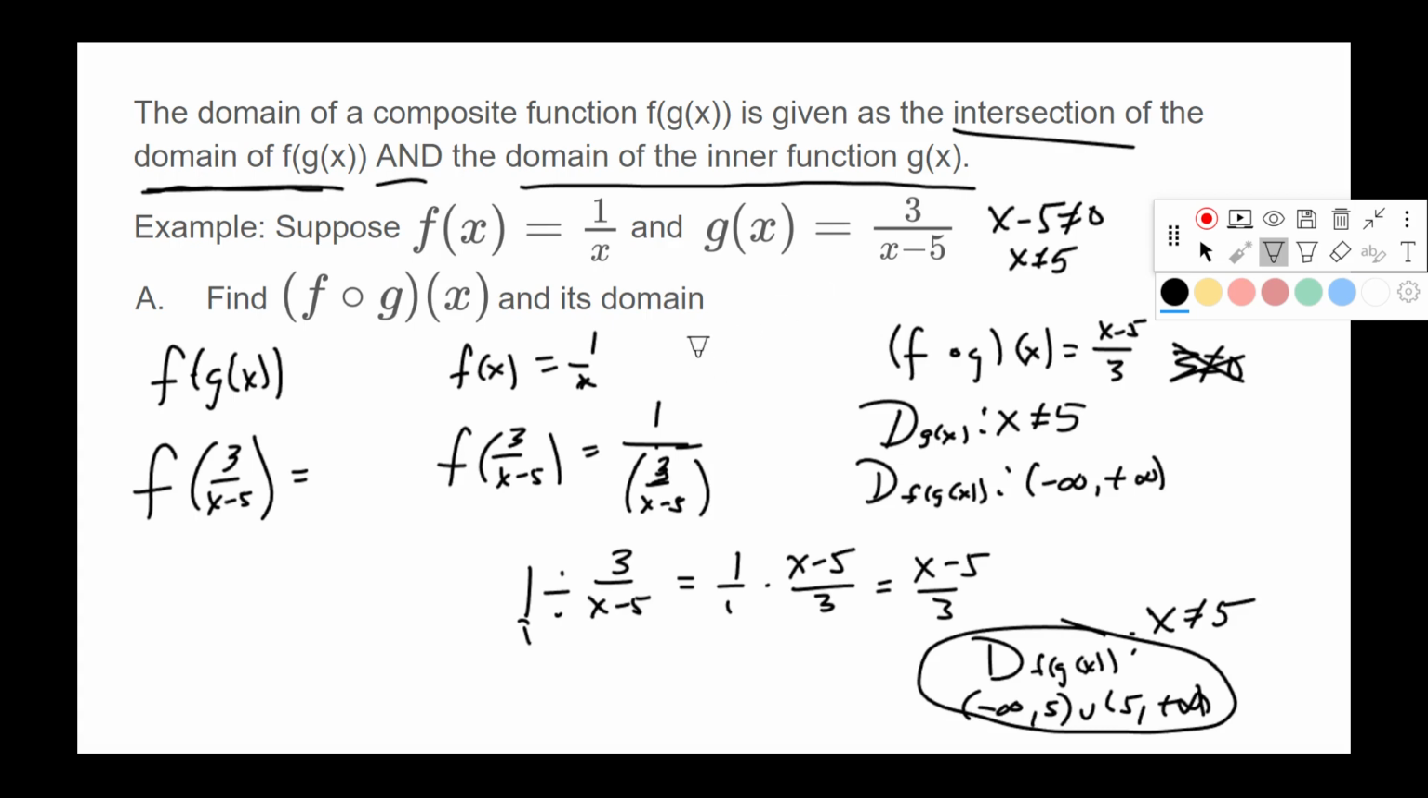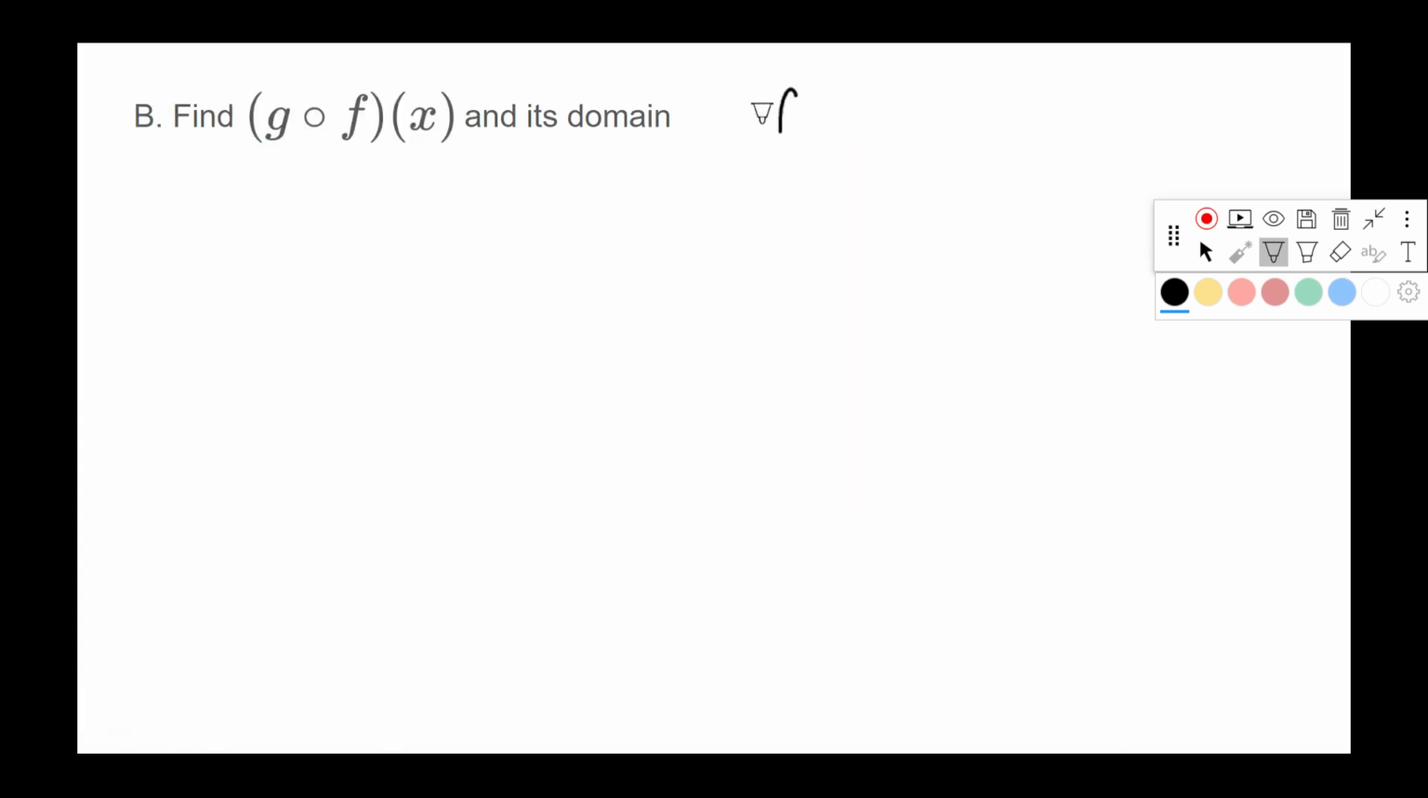Okay? All right, let's try another one. We're going to try to go backward here. 1 over x and 3 over x minus 5. So 1 over x and 3 over x minus 5. Now, I want to find g of f of x and its domain.